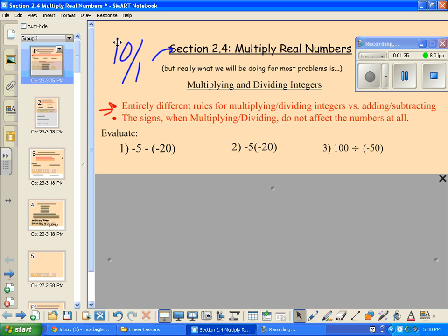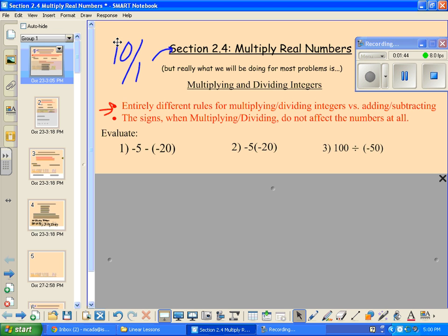Also something to note: when we're talking about adding, or when we're talking about multiplying and dividing numbers, the signs, whether they're positive or negative on the numbers, don't affect the numbers themselves at all. What I mean by that is when you multiply two numbers together, whether they're positive or negative or not, the number answer is still going to be the same.